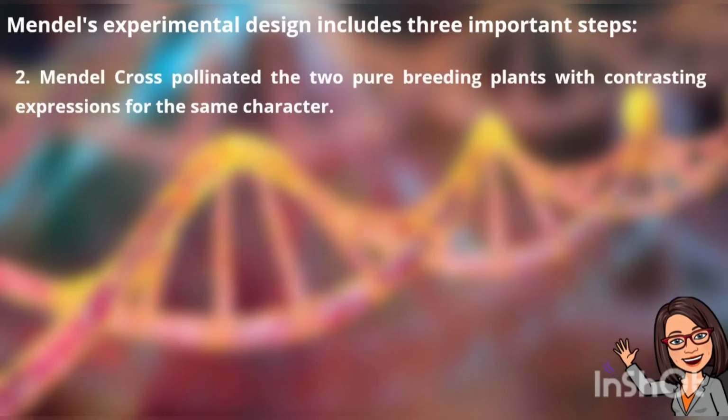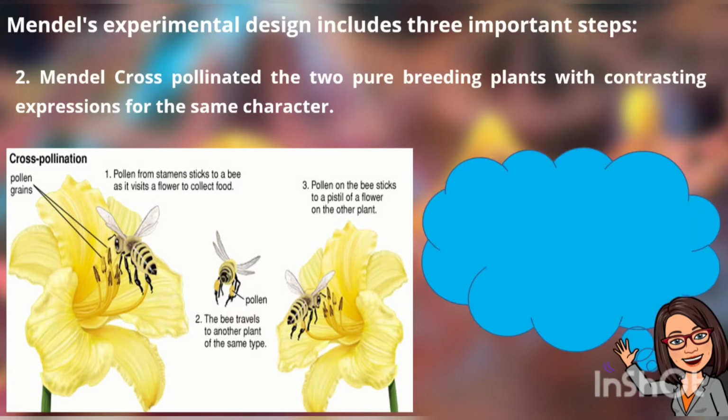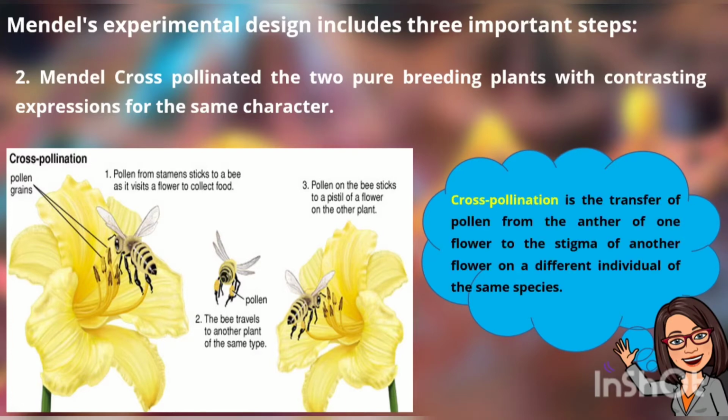Number 2. Mendel cross-pollinated the two pure breeding plants with contrasting expressions for the same character. How did he do this? He removed the stamens of the green-seeded plants and brushed their stigmas with pollen obtained from the yellow-seeded plants. He also removed the stamens of the yellow-seeded plants and brushed their stigmas with pollen obtained from the green-seeded plants. When we say cross-pollination, it is the transfer of pollen from the anther of one flower to the stigma of another flower on a different individual of the same species.